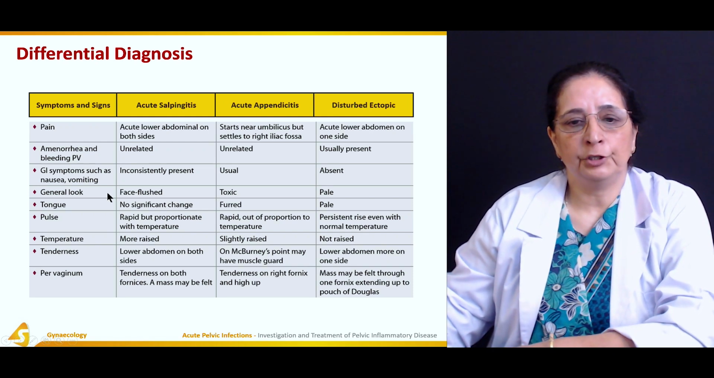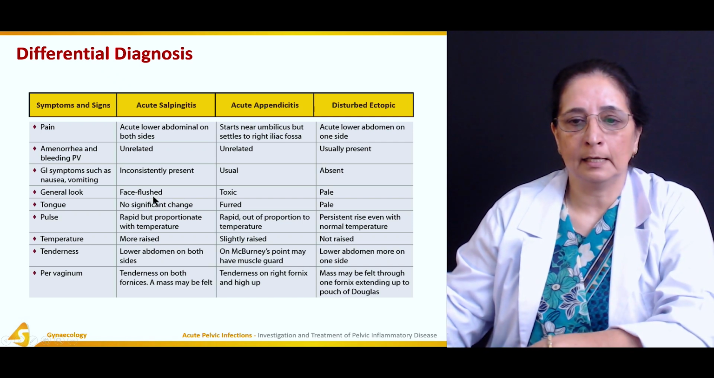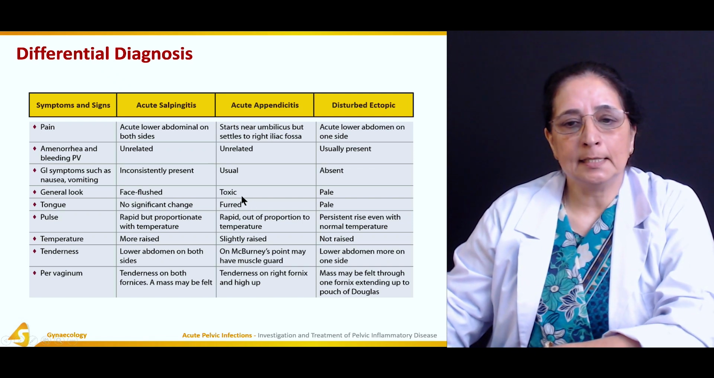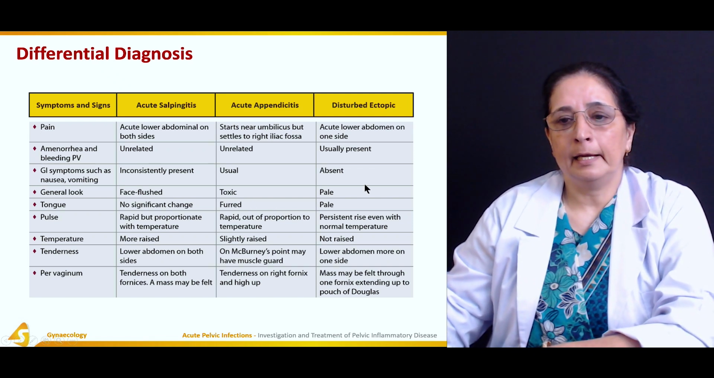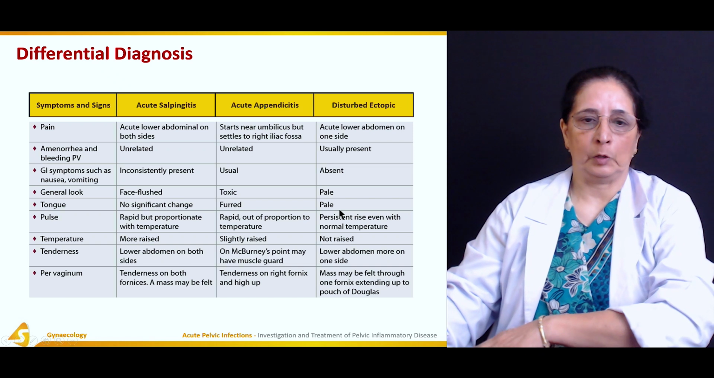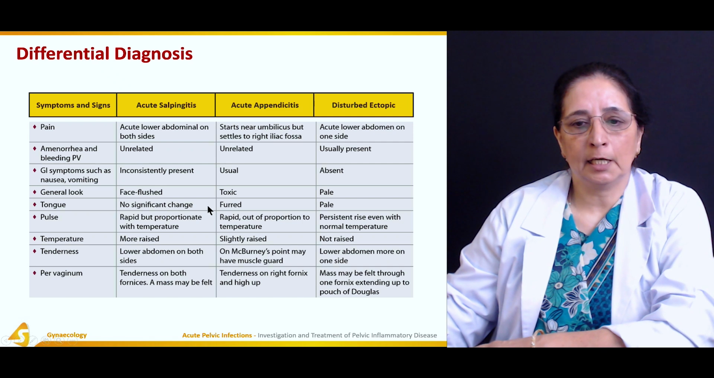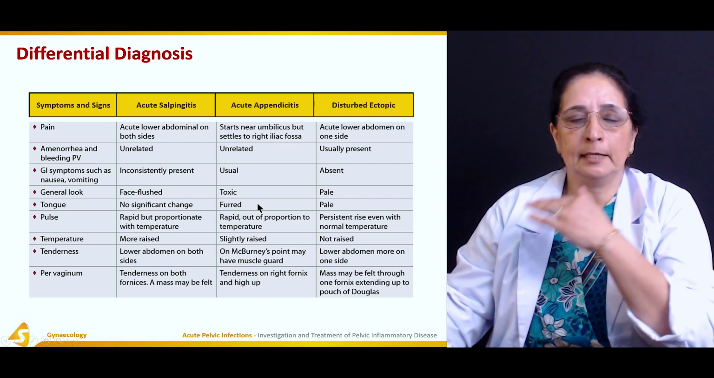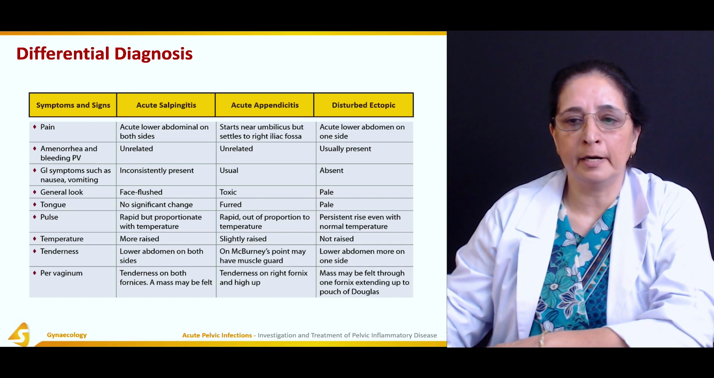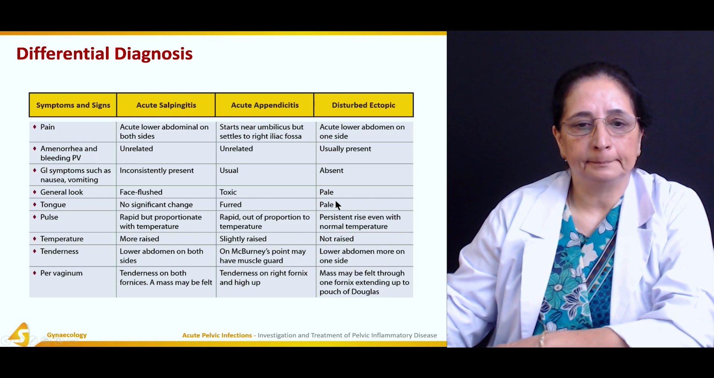General look of the patient: in salpingitis, the patient has a flushed face. In acute appendicitis, it's toxic, and in ectopic, again, it is pale. So flushed in salpingitis, toxic in appendicitis, and pale in ectopic. Tongue: no significant change in salpingitis. In acute appendicitis, usually the patient's tongue is furred, and then in ectopic, usually the tongue is pale.